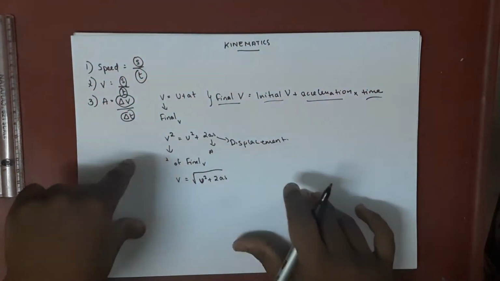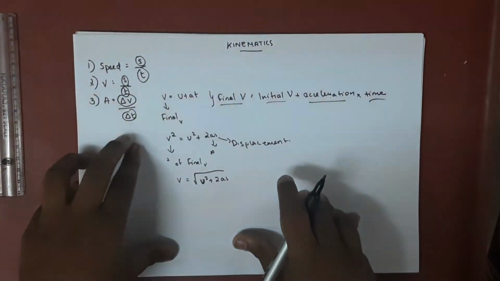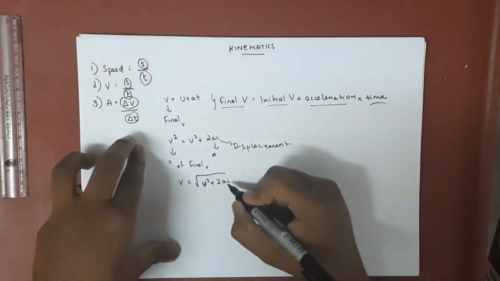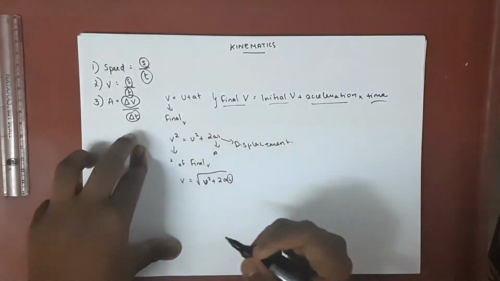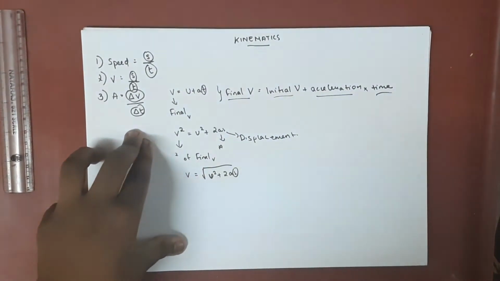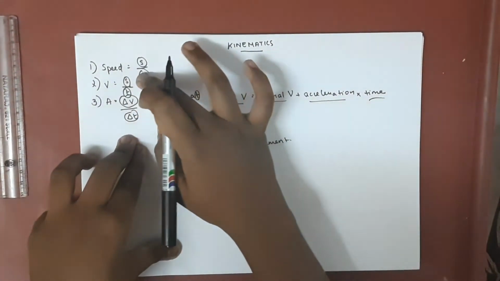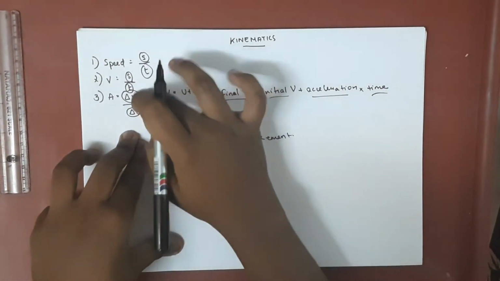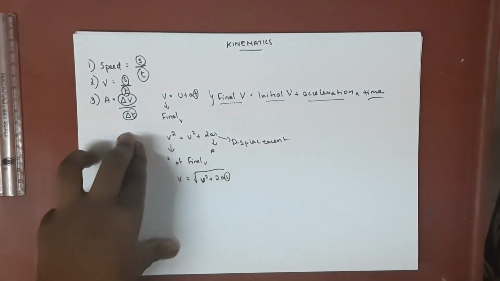Now, using the equation is based on the question you have, or the data you have. So if in your data you don't have time but you only have displacement, you can use this expression. But if you don't have displacement but you have the time, you can use this expression. But if you have displacement and time, you can use this expression. It is based on the data you are being given.